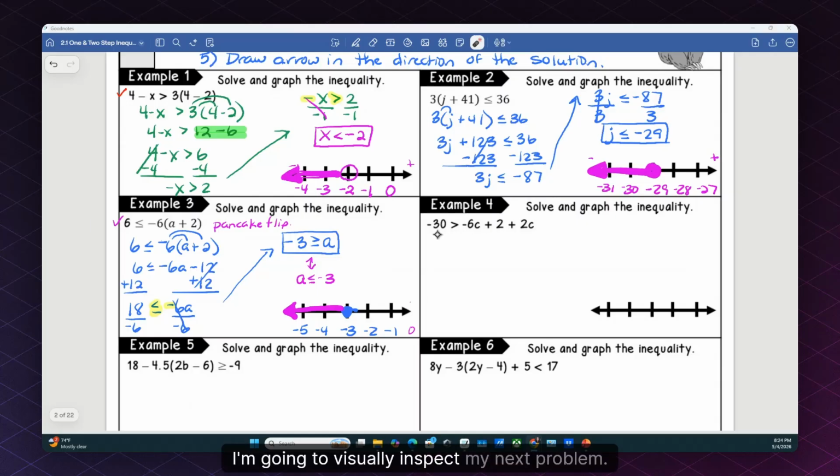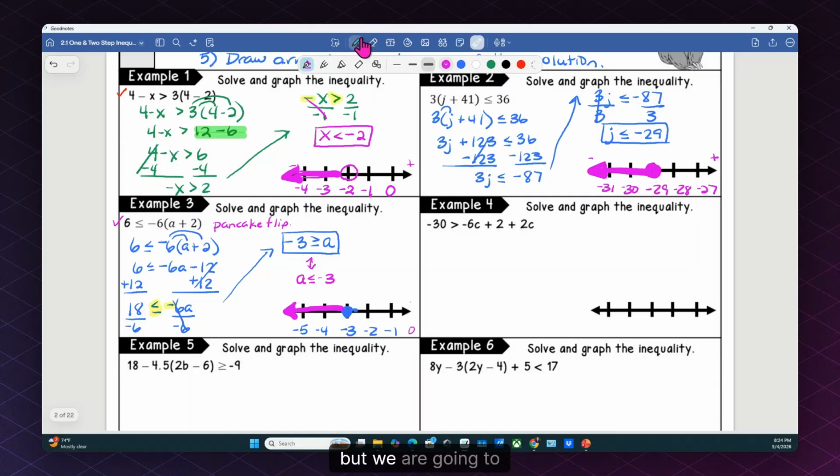Okay, I'm going to visually inspect my next problem, my example 4, and look, I have no parentheses. Yay! So that is a cause for celebration. We don't have to do the distributive property, but we are going to group like terms.